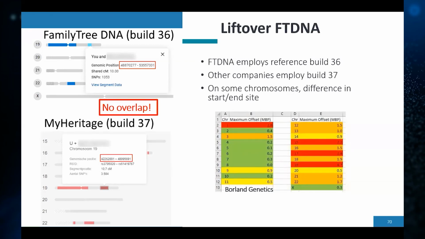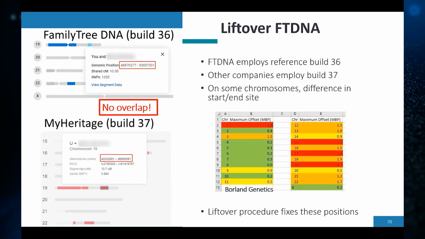So how do you correct for that? You don't have a backwards compatible tool that would take MyHeritage from 37 to 36, would you? No, I do it also. It is possible to do these files, to go back, but it's much easier to only fix FamilyTreeDNA. So I do a liftover procedure and fix the positions of FamilyTreeDNA, and then they are much better, and then they overlap again.